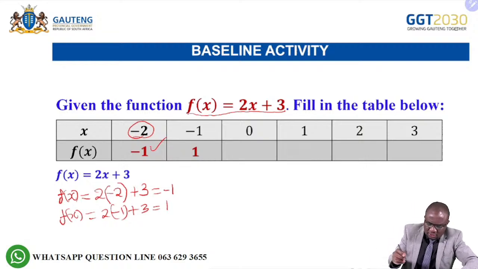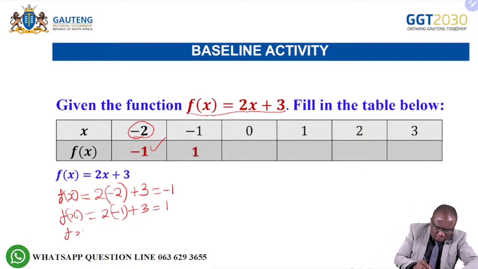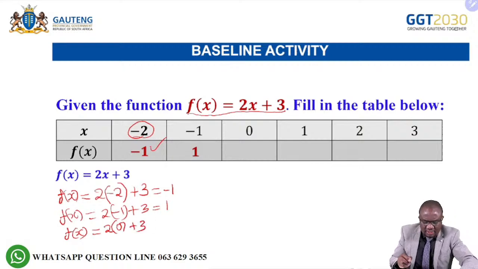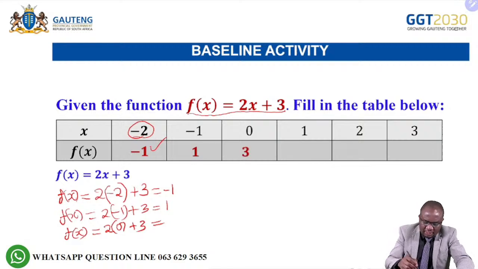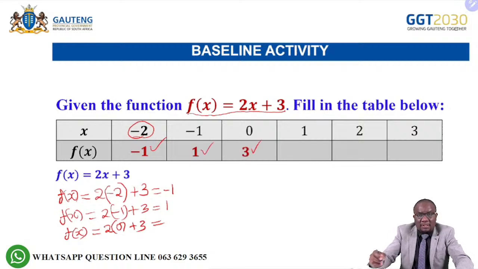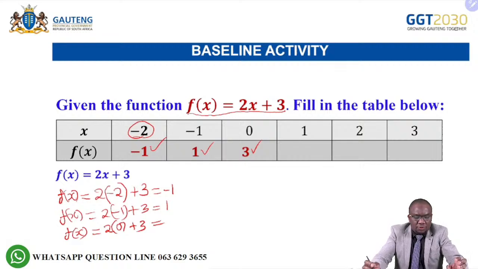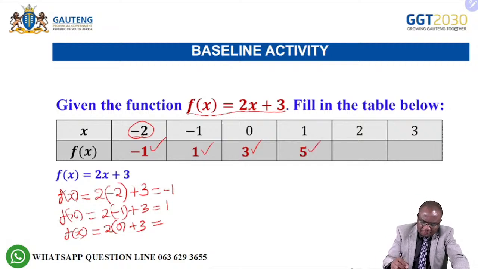And then we go to the next one, f of x. I'm not going to do all of them. After this one, I'll just give you the answers. Then 2 times 0, and then plus 3. You see that? What do we get? 2 times 0 is 0, and then 0 plus 3 is 3. So where there's 0, we put 3. Let's mark that. Let me give you the answers for the rest. Where there's x, you put 1, it becomes 2 times 1 plus 3. What is 2 times 1 plus 3? It's 5. Mark that.